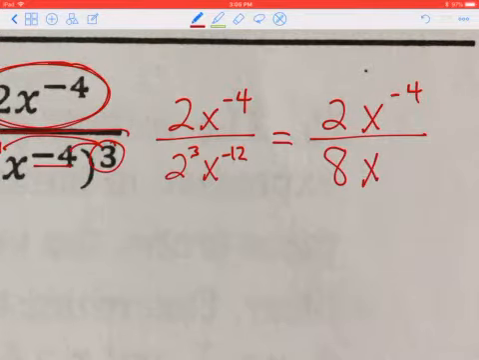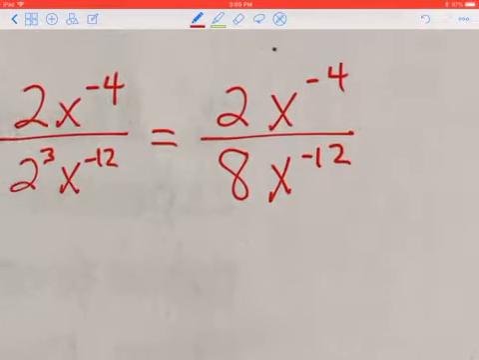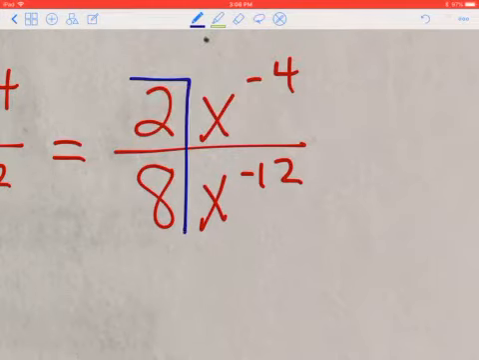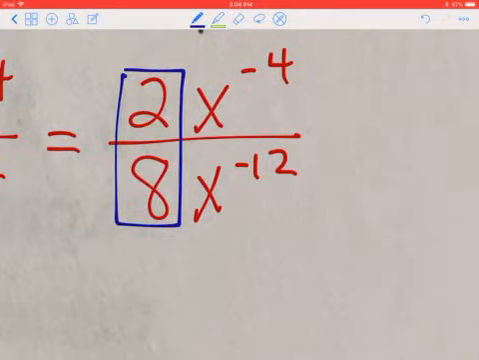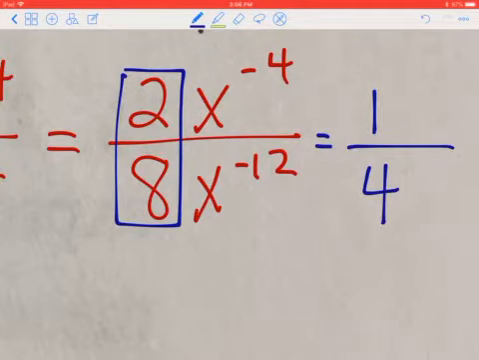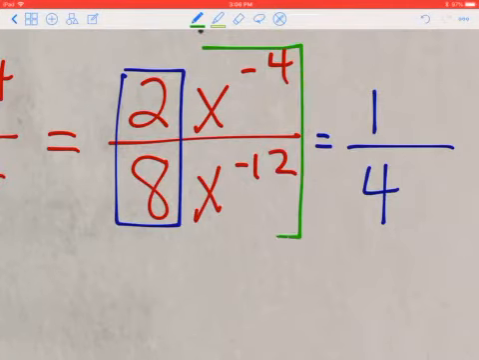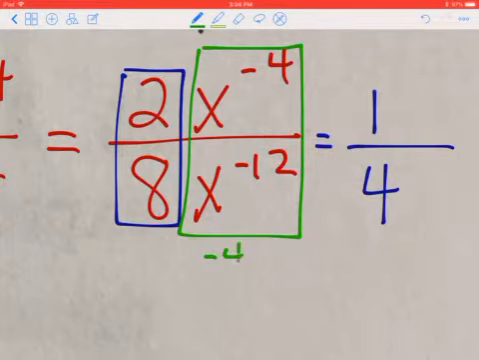Remember, it looks like we're doing step by step. You can skip some of these steps once you know what you're doing. So now we're going to start reducing this. And remember, when you reduce the numbers, that just becomes 1 over 4. And then you're trying to reduce the x's. So when you take x to the negative 4th power divided by x to the negative 12, you're doing negative 4 minus negative 12, which becomes 8.